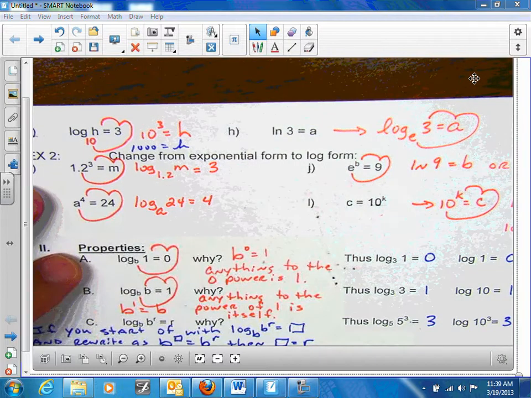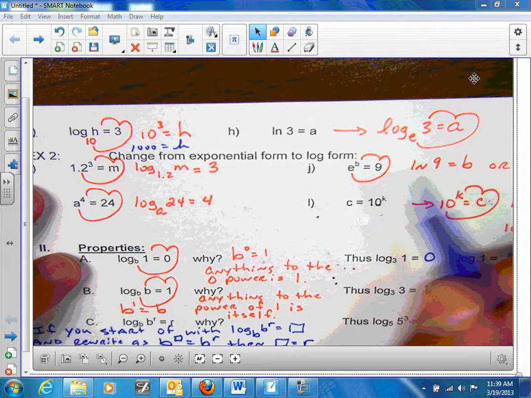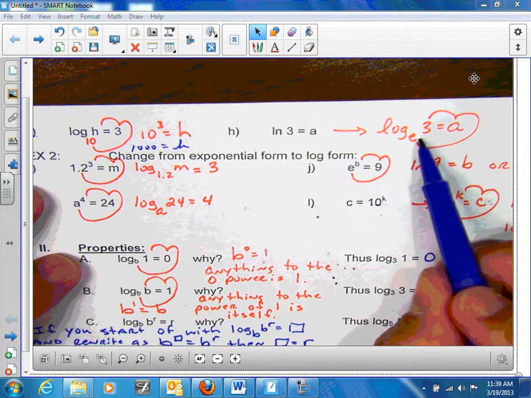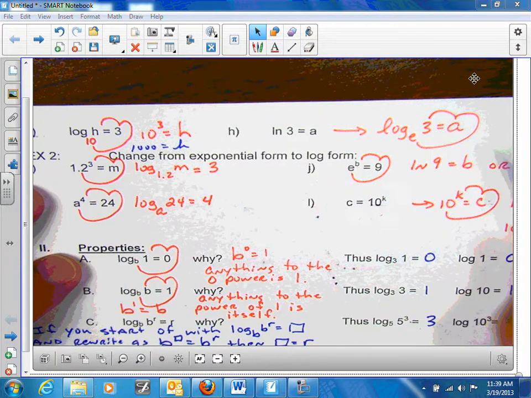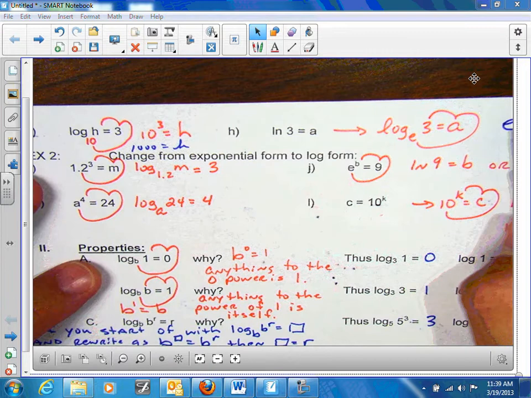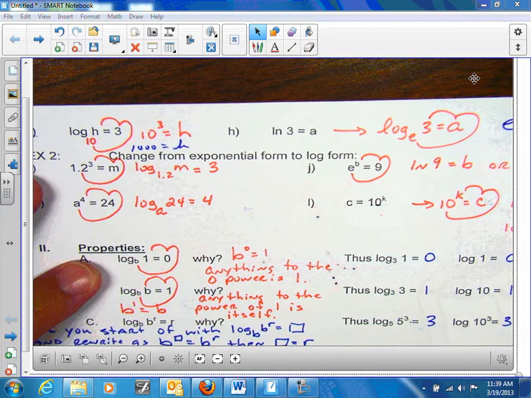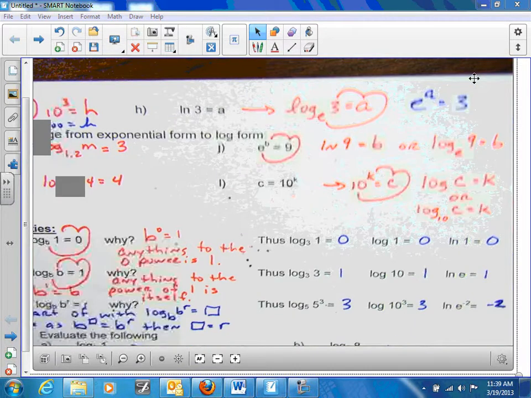Natural log of 3. Notice this is a natural log. I rewrote it as log base e of 3 equals a. Well, that simply is going to be e to the power of a equals 3. Let me move that over so you can see that.